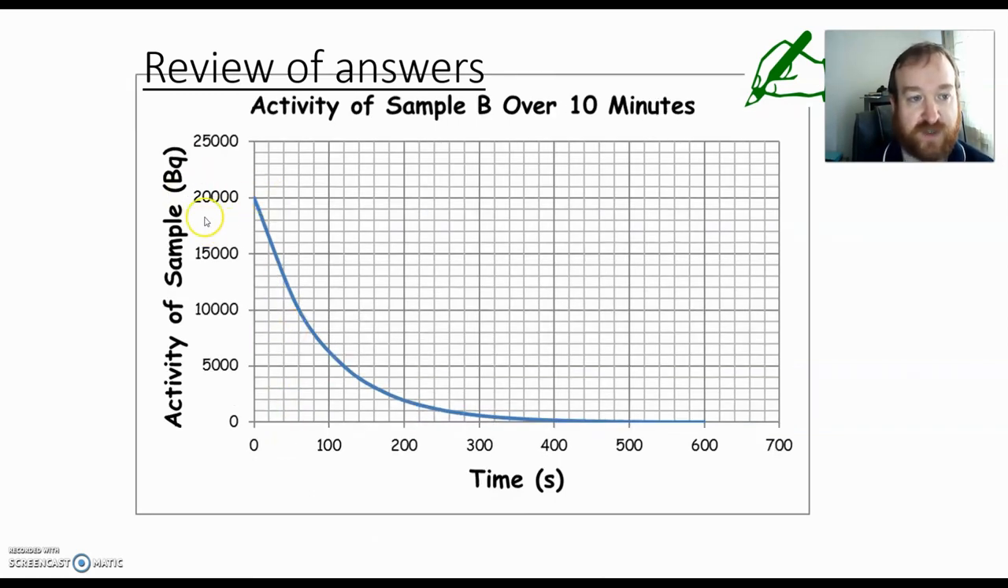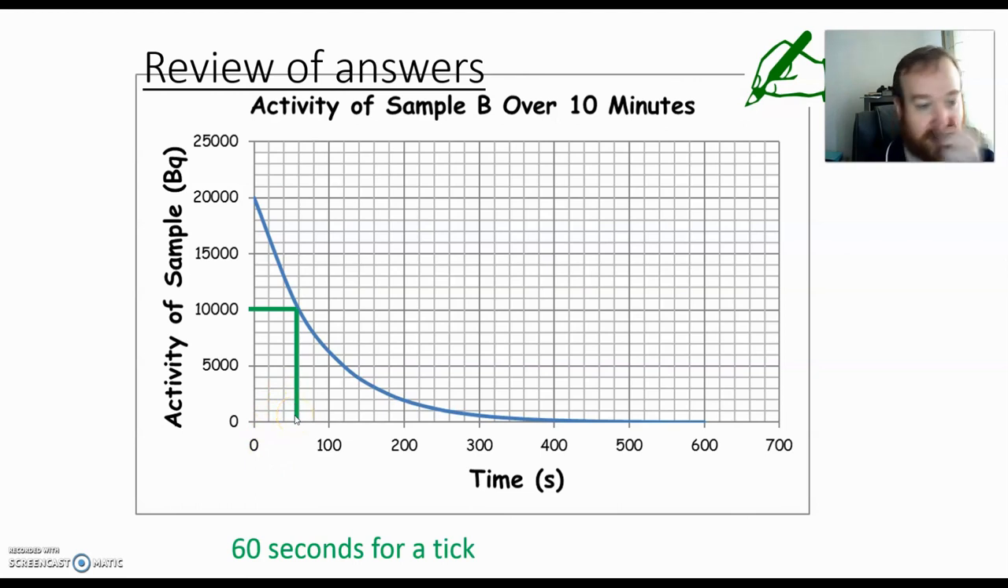And the same method for the next one. The initial value is 20,000. Can't read numbers. Initial value is 20,000. Half of 20,000 is 10,000. We go along, move down, and the value will be 60 seconds. Okay, 20, 40, 60. And I'll give the mark anywhere from above 40 and below 80. Okay, but the answer is 60 seconds.